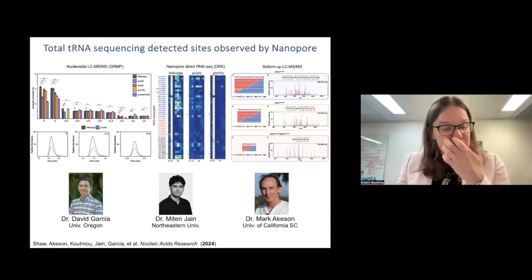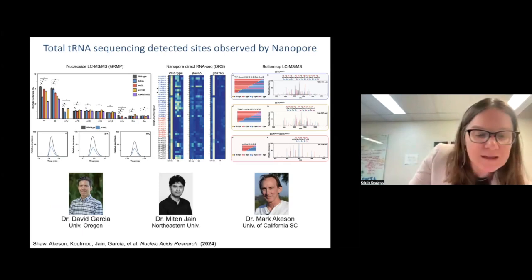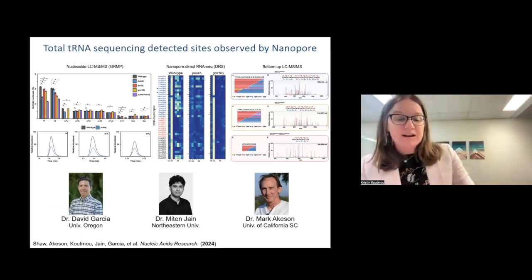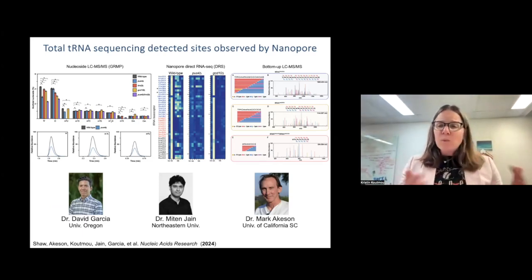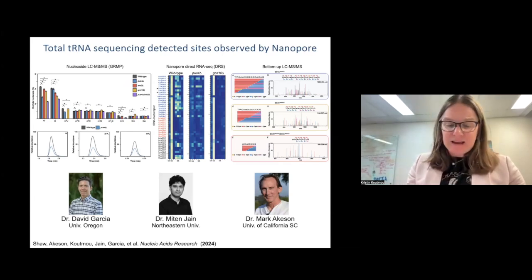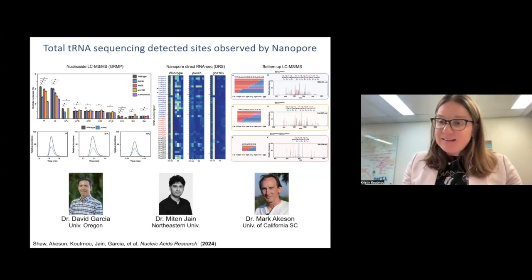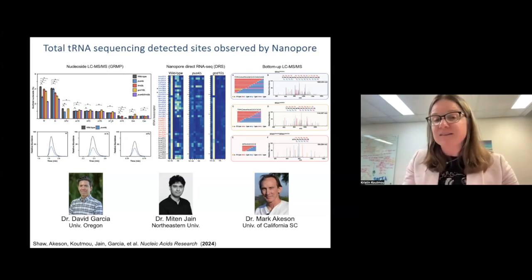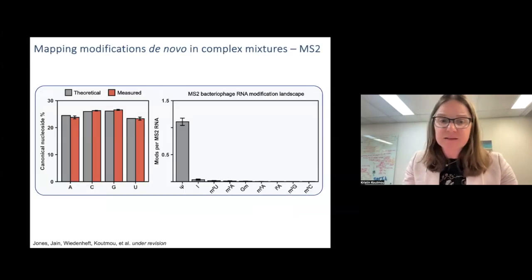We've done this and published on this already once together with David Garcia, Matane Jain, and Mark Aikitson, where we've looked at modifications in S. cerevisiae tRNAs and actually discovered some modifications on tRNAs that weren't previously predicted. However, we saw them by nanopore and were then able to directly verify them by LC-MS/MS.